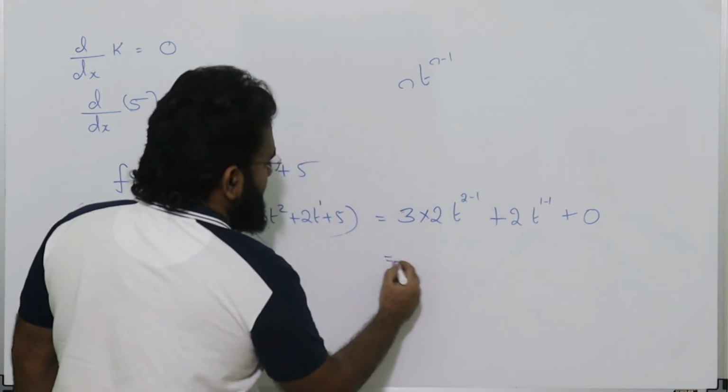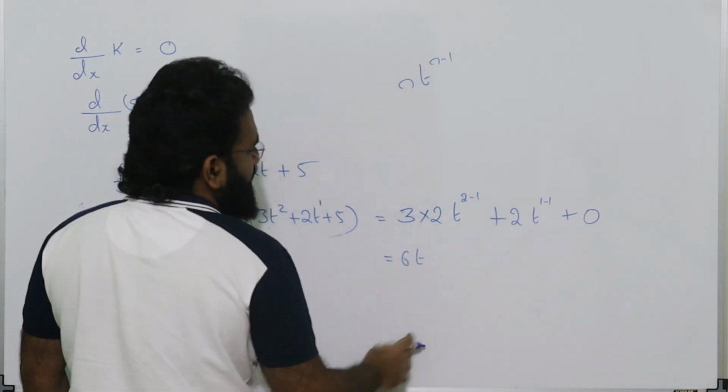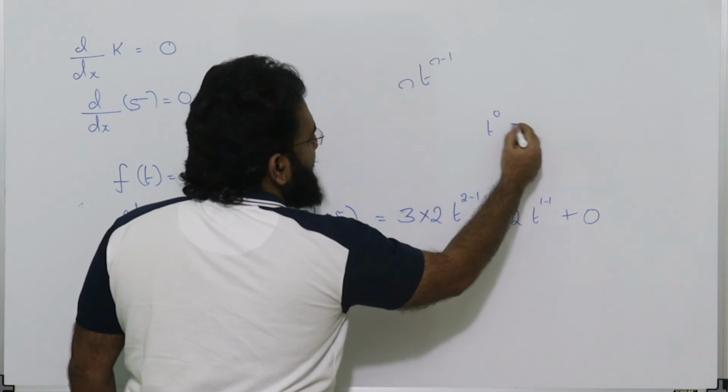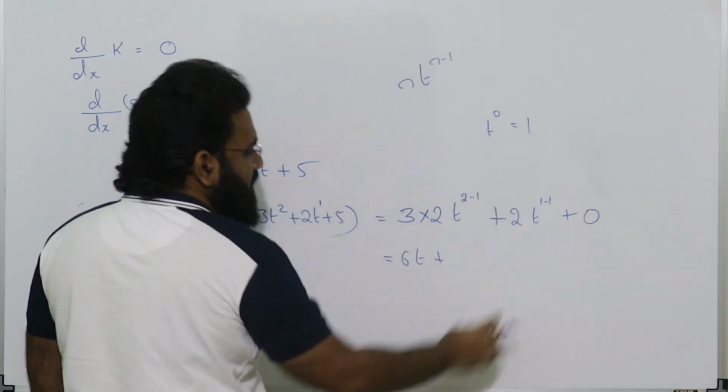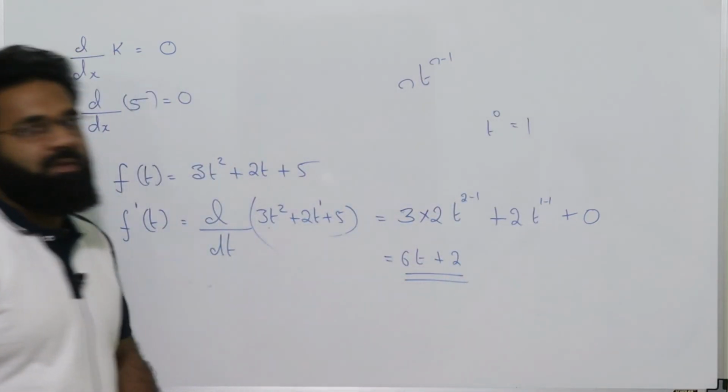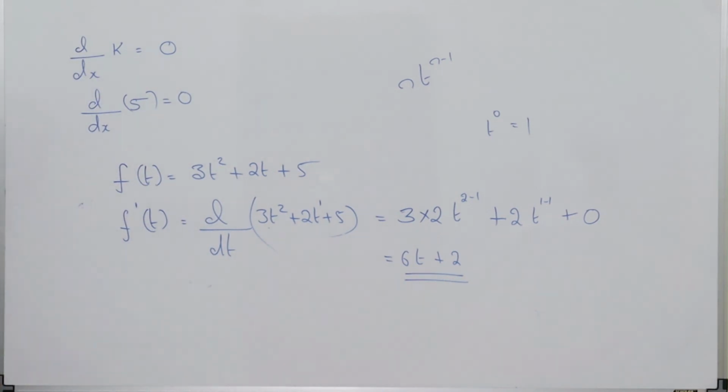So here this is nothing but 6t plus 1 minus 1 means t raised to 0 is nothing but 1, anything raised to 0 is 1. 6t plus 2, this is the answer, 6t plus 2. Note it down, dear students.